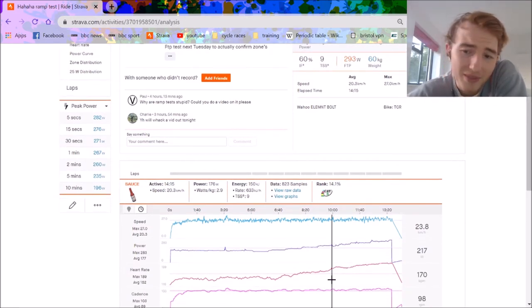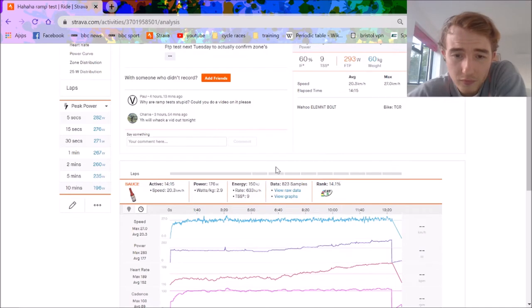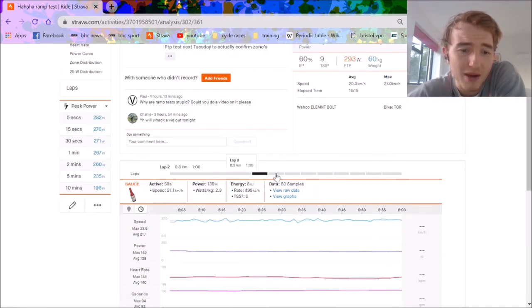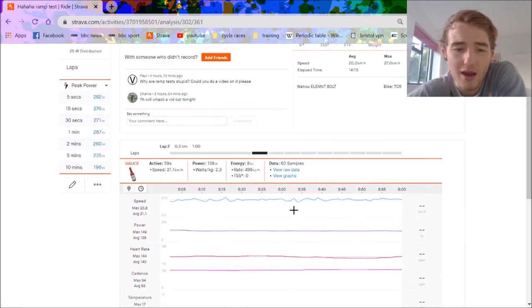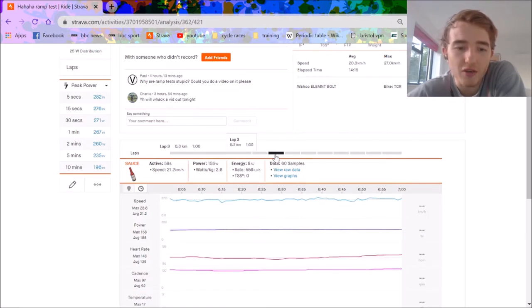But the issue I have with the ramp test is, you can see here, we'll just go minute by minute. The first minute, 139 watts, heart rate 140. Now, that's a joke. Normally my recovery rides are like 150 watts and my heart rate's about 118 outside, so heart rate's incredibly high. My heart rate then went down for that one.